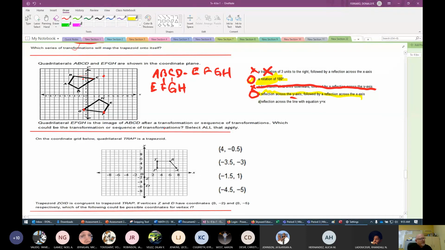And then if we said a reflection across the equation y equals x, again, if y equals x, all we would be doing is we'd have this diagonal that we're reflecting across, and C would end up here, and C corresponds to G. So there had to be a rotation there. That can't be it. So that is out too. All right. So the answers there would be B and D. Any questions on that one?